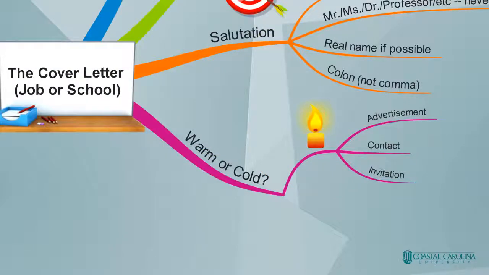There are two kinds of letters for jobs, either warm or cold. This means, does the recipient expect it in some way or not? An application for graduate school is always warm because graduate programs are always soliciting applications. But a job letter in response to an advertisement or a contact has said you should apply for this job, or there's some actual invitation, like you met somebody at a job fair and they said you should apply for the job, that's a warm opening.